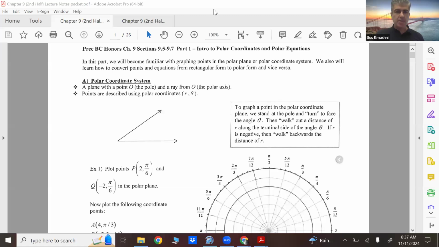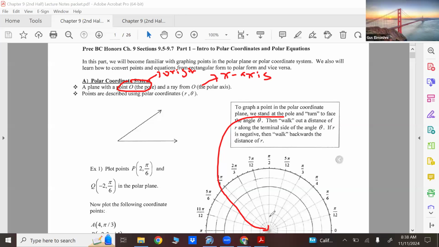So let me get my annotation tools out. The pole is like the origin, and the polar axis is kind of like the x-axis. To graph a point on the polar coordinate plane, we stand at the pole and turn to face the angle. So the pole's right here, and you turn to whatever angle you want to go to. Let's say you want to go to 5π/6. You stand at the pole, you turn towards 5π/6, and then you walk out a certain radius. Whatever the radius is, that's how far you walk out.